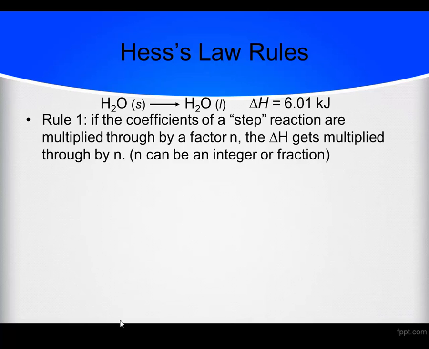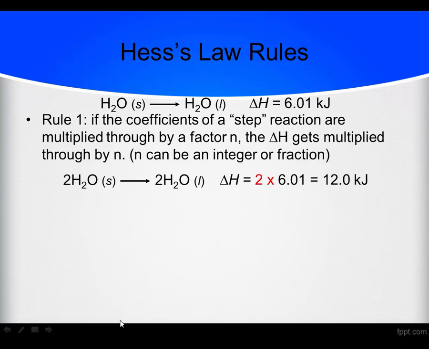Rule number one, if the coefficients of a step reaction are multiplied through by a factor, the delta H gets multiplied by that factor also. Don't write that down. That's complex, yes? Here's basically what I'm trying to say with that rule, okay? If I wanted to rewrite this as 2 H2O solid yields 2 H2O liquid, notice what happens to my delta H. You got it, times it by 2. All right, does this make sense to you? Can you put that in simpler words?